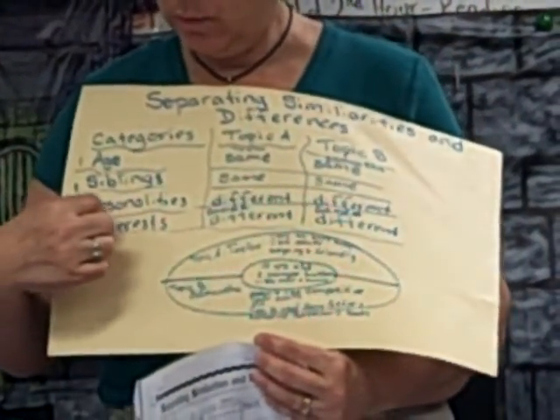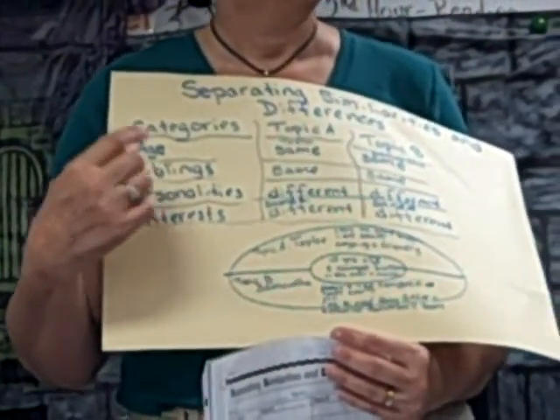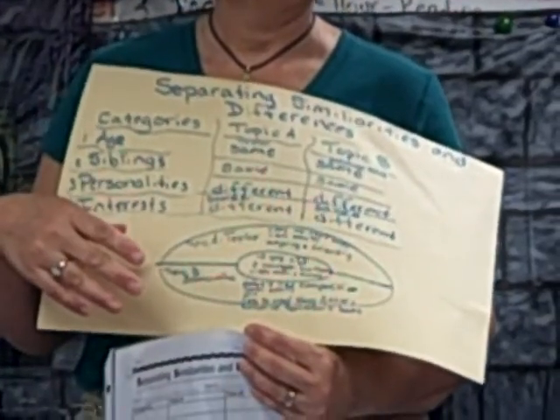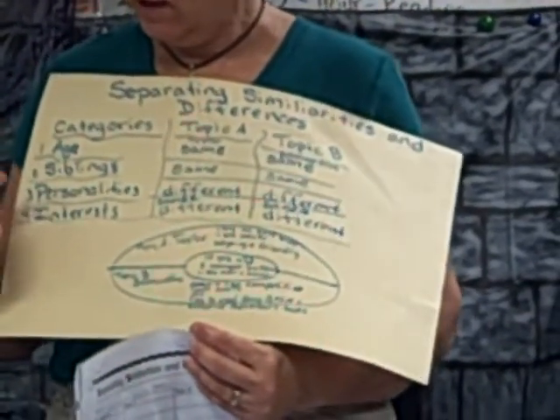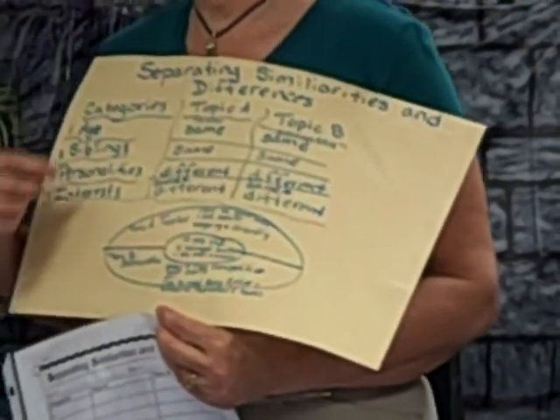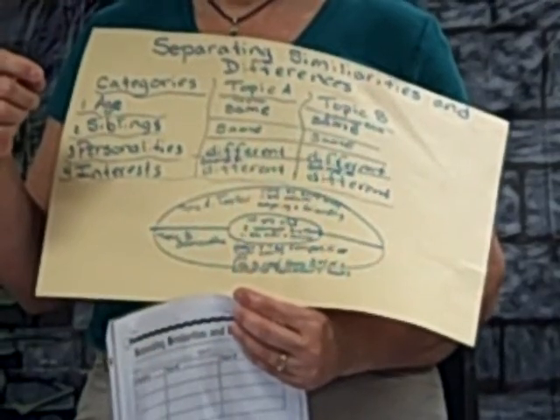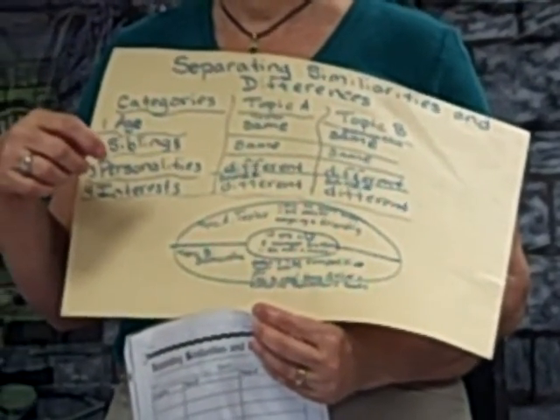2 younger brothers. When I put personalities, I put different. Why did I do that? Because one is outgoing, one doesn't like to be competitive, really. Okay, and then on interests, I put same and different. Why do you suppose I put same and different there? Because they like to hang out with each other and do stuff together, but they have different hobbies.